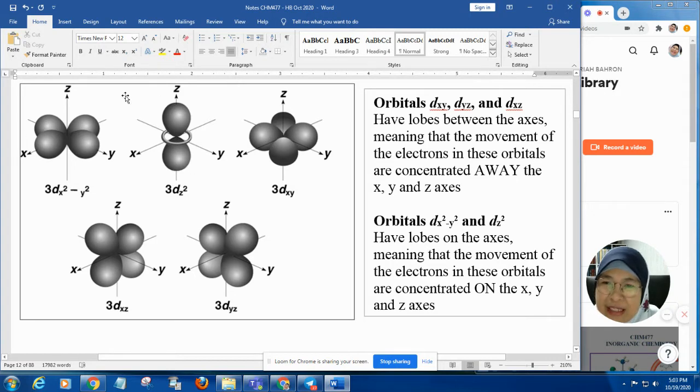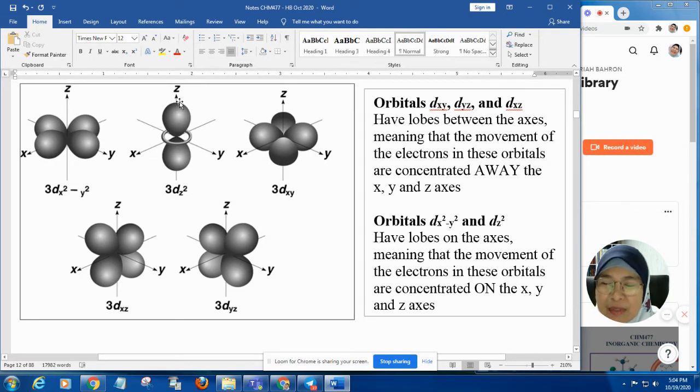If you have a look at these 2, on the other hand, look at dx squared minus y squared right here. Can you see this? Now, dx squared minus y squared has the lobes of the orbital directly on top of the axes of x and y. On top of x, there are 2 lobes. On top of y, there are 2 lobes. And in this orientation, the orbital is called dx squared minus y squared.